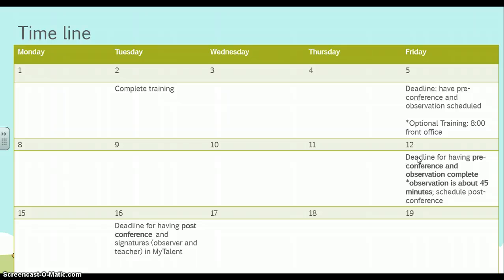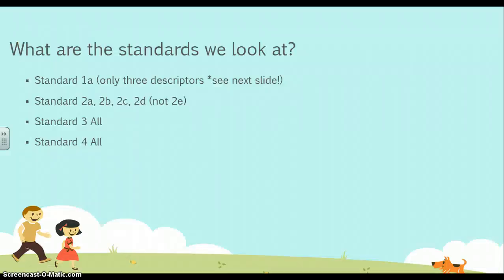The observation is about 45 minutes, and you should also have your post-conference scheduled by this time as well. Everything needs to be finalized in McCrel with signatures and post-conference completed in MyTalent, the McCrel system, by Tuesday the 16th.